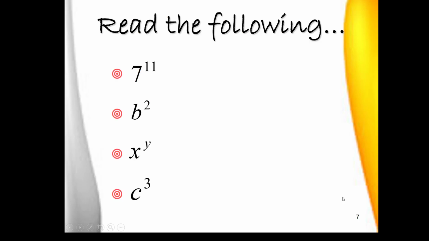This one should be clear, right? So for example, like this one, 7. How do you read this? How will you read this?